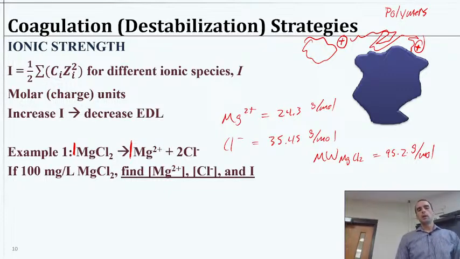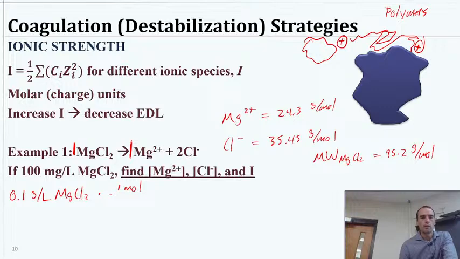So we get a molecular weight of 95.2 grams per mole for MgCl2. So then we're going to take the 100 milligrams. I'm going to just go ahead and rewrite that as 0.1 grams per liter of MgCl2. And I'm going to essentially divide that by the molecular weight by multiplying by the inverse, right? So 1 mole per 95.2 grams.